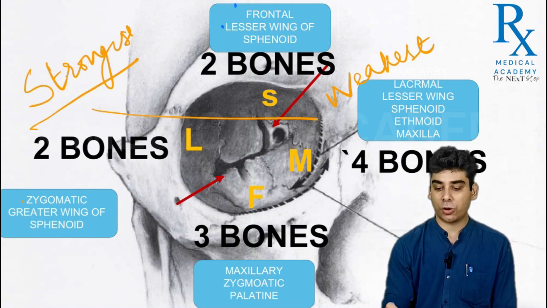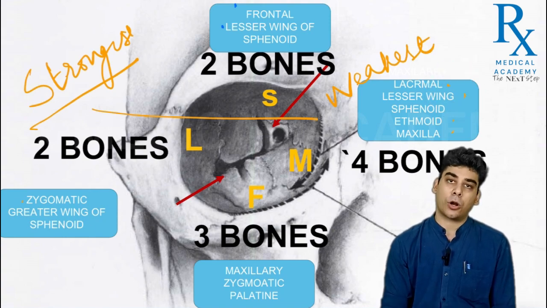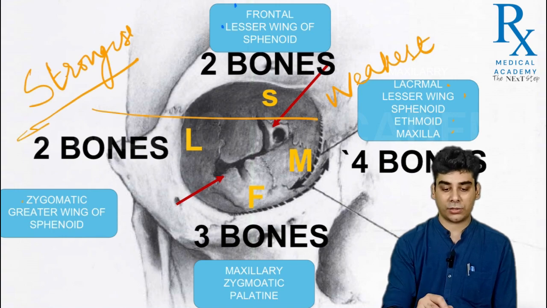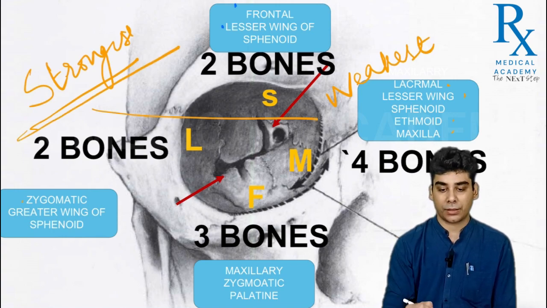Medial wall is made up of four bones. We have the lacrimal bone, lesser wing of sphenoid, ethmoid and maxilla. Four bones will form the medial wall. It's ironical that the weakest wall is made up of four bones, while the strongest wall is only made up of two bones.